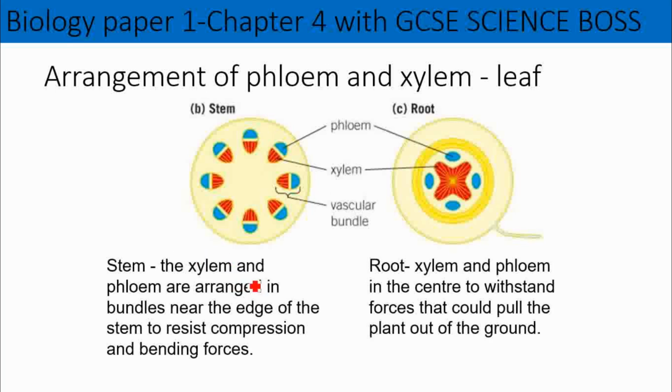So in the stem, the xylem and the phloem are arranged in bundles near the edge. But in the root, the xylem and the phloem are in the center so that it can withstand all that force, because remember, water is coming in via osmosis.